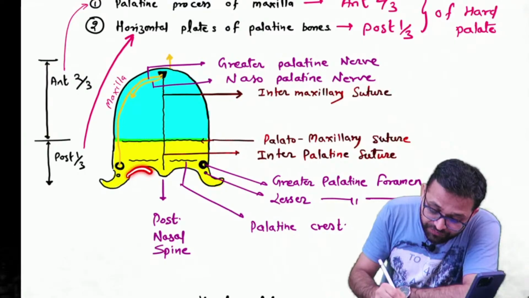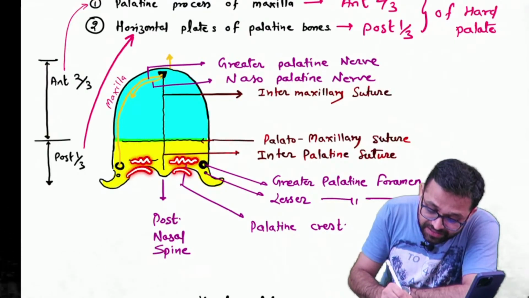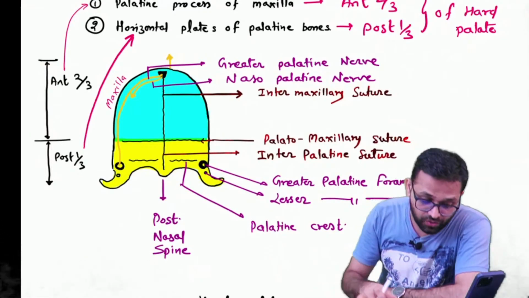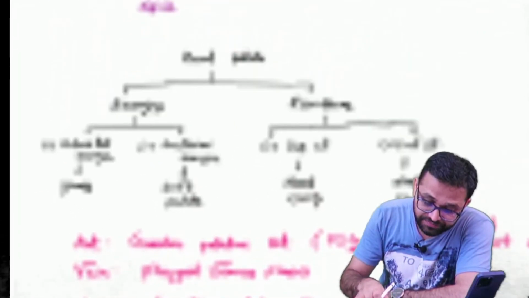Just along the posterior free border there is one elevation. This elevation is the palatine crest. What is the name, beta? This is our palatine crest. Now look here, sir.